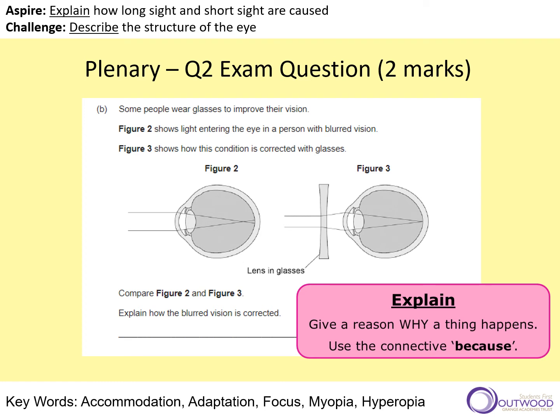Some people wear glasses to improve their vision. Figure 2 shows light entering the eye in a person with blurred vision. Figure 3 shows this condition is corrected with glasses. Compare figure 2 and figure 3. Explain how the blurred vision is corrected. So explain, give a reason why as the thing happens, use a connective like because.